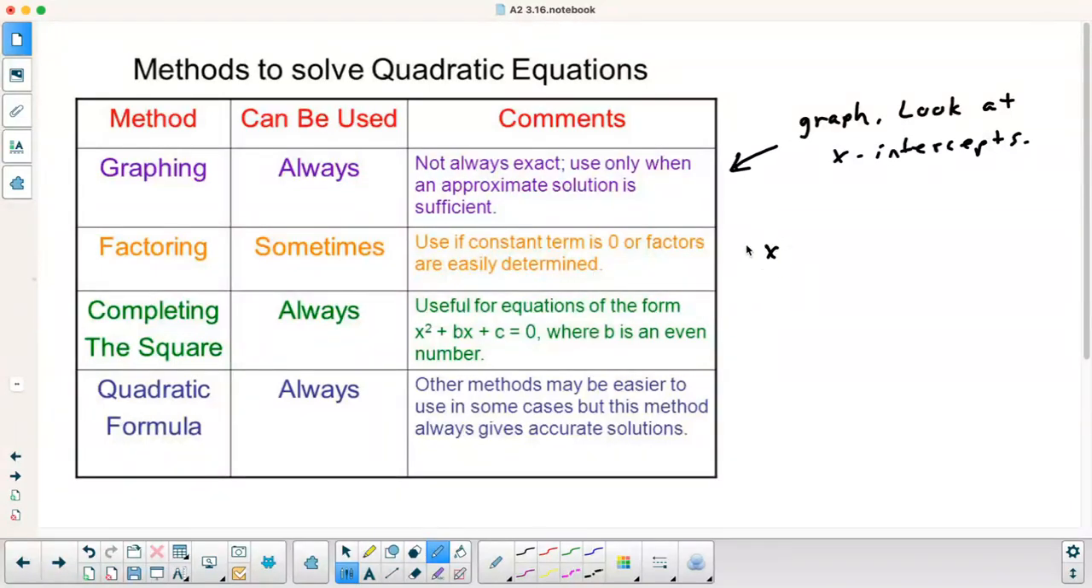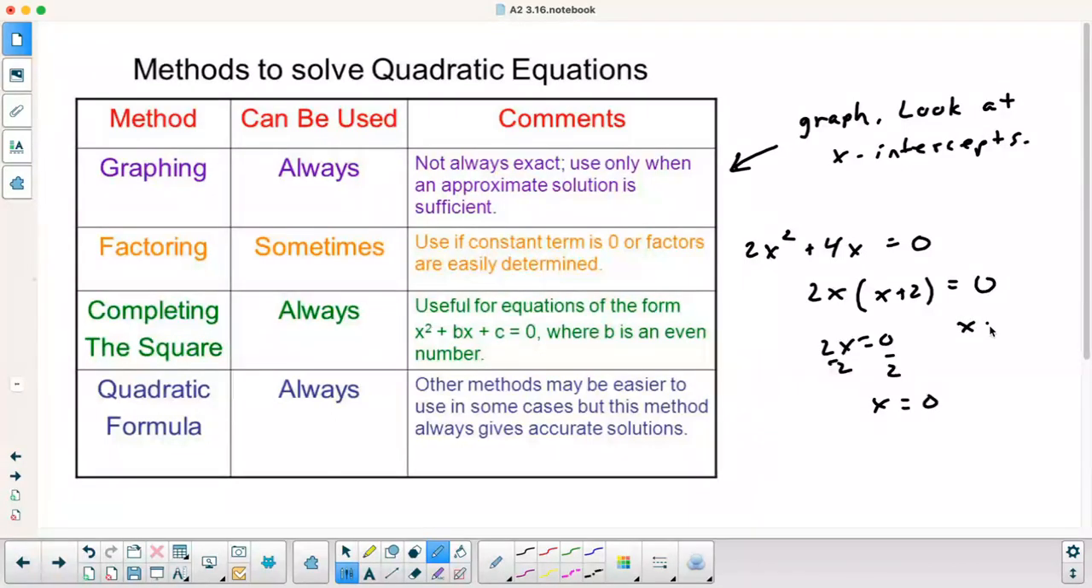So like if I had 2x squared plus 4x. So my constant, my c, is 0 here. It's plus 0. So this would be just a very simple greatest common factor. They're both divisible by 2. They both have an x. So there you go. And then you set each factor equal to 0. So 2x equals 0, divide by 2. You get 0. x plus 2 equals 0. You get negative 2. So there's factoring.